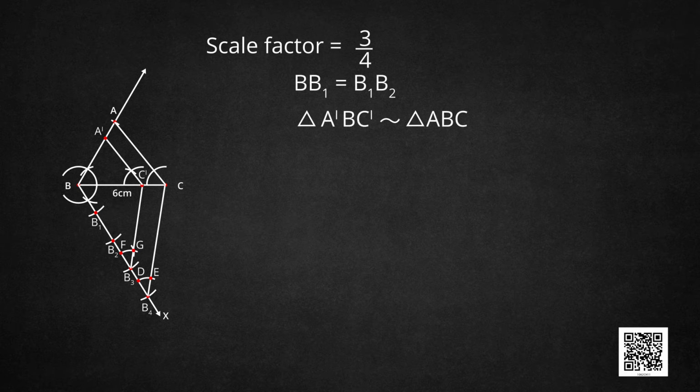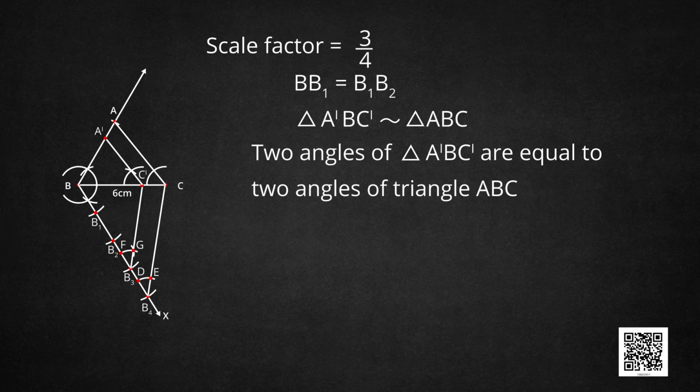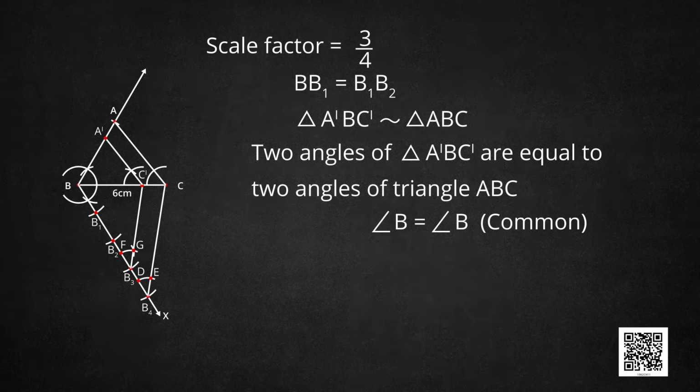Children, this triangle is similar to the given triangle ABC. Can you tell me why? Can you see, children? Two angles of triangle A dash B C dash are equal to two angles of triangle ABC. Because of which angles are they similar? Angle B, which is common to both, and if we look at angle A dash C dash B, we have constructed it in such a way that it is equal to angle ACB.